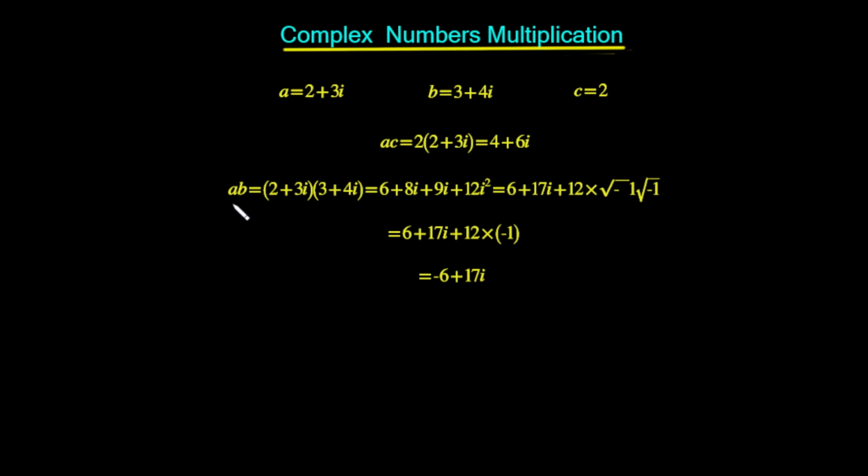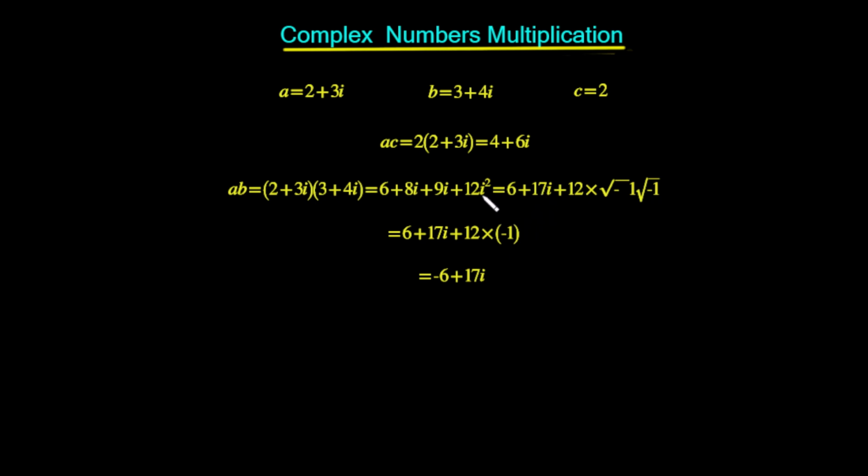So we're going to multiply the number a and the number b. So it's 2 plus 3i times 3 plus 4i. And again, we multiply out the brackets. So we have 2 times 3, which is 6, 2 times 4i, which gives us 8i, 3 times 3i, which gives us 9i, and 3 times 4, which is 12, and i times i, which is i squared. So the 8i plus 9i will give us 17i.